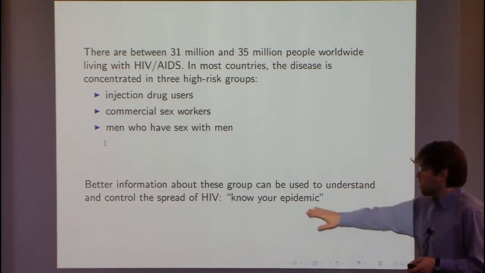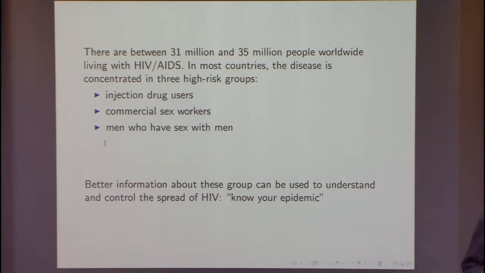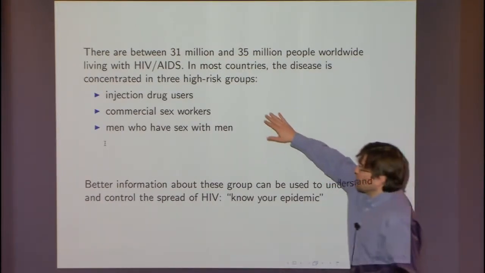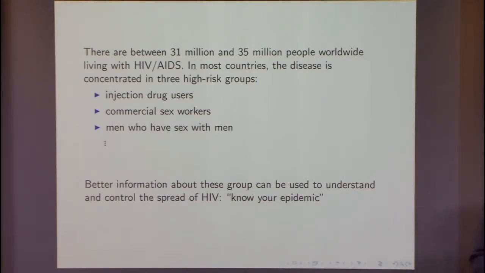A catchphrase for this in public health is know your epidemic. To make this more concrete, imagine you're the director of UNAIDS, the UN HIV/AIDS organization, and your goal is to stop the spread of HIV in the world. It would be very difficult if you didn't have reliable information about the groups most at risk for the disease. That's the situation we're in now. It's like you're flying blind because it's so difficult to collect this information. The reason is that these groups are very hard to study using standard sampling methods.